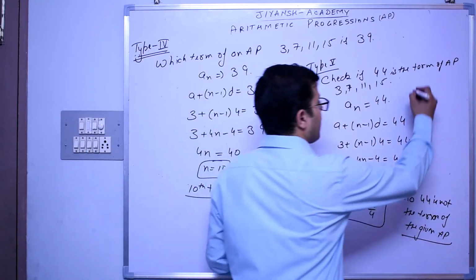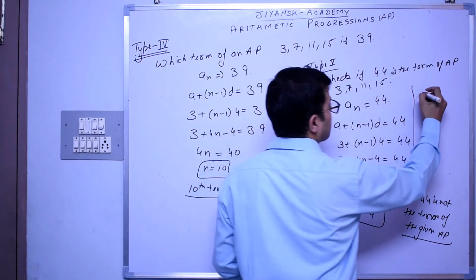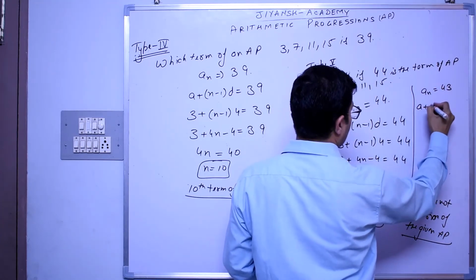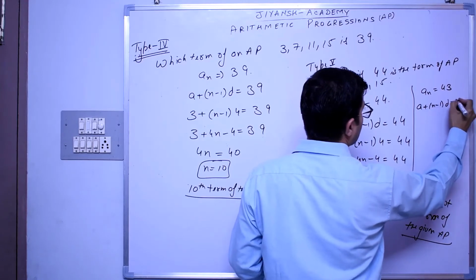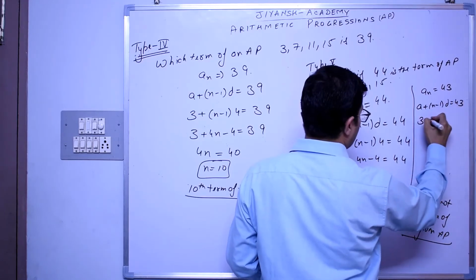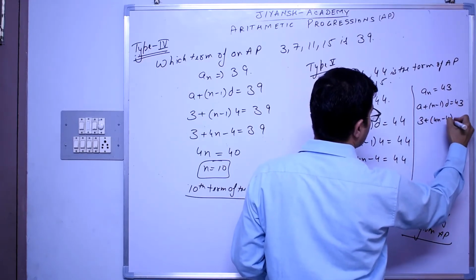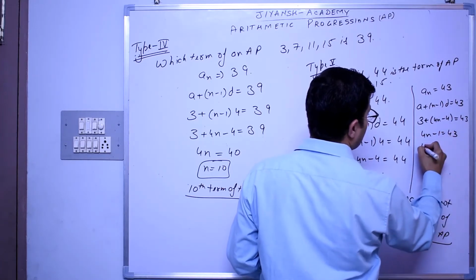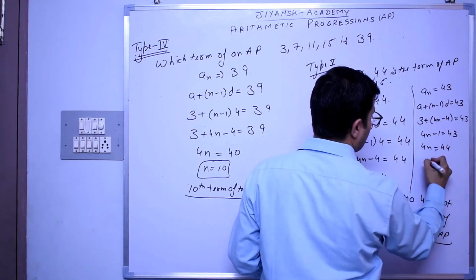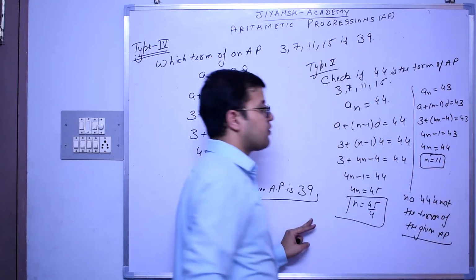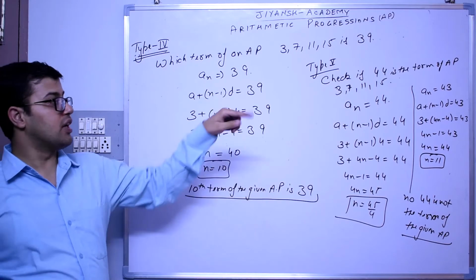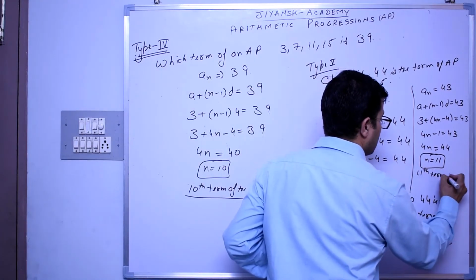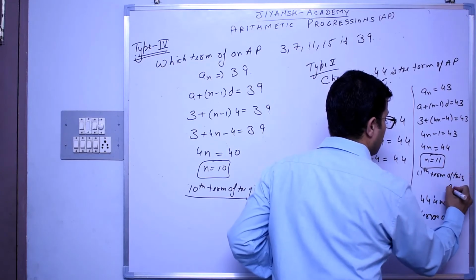Let's say if I would have taken An as 43. So again, a plus n minus 1 into d is 43. So 3 plus 4n minus 4 is 43. 4n minus 1 is 43. 4n is 44. n comes out to be 11. So I would have written that 43 is the 11th term of this AP.